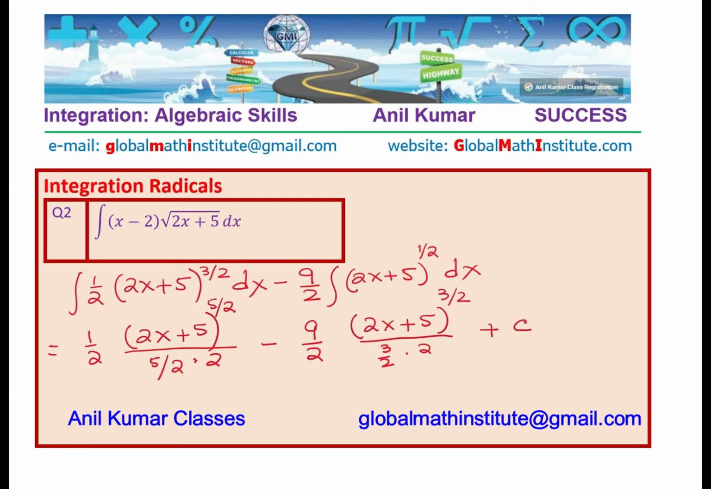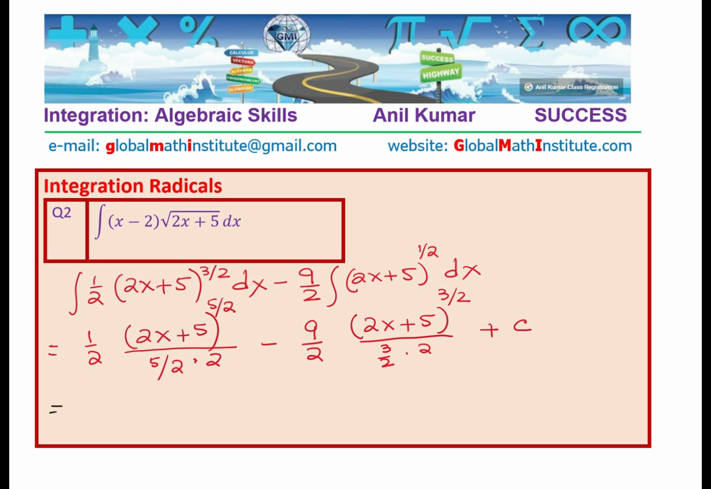And now let's simplify and write down our result. So just simplify it. So here we get 1 over 10. So 5 by 2 times 2, we have 5 here. So 1 over 10, and we have 2x plus 5 to the power of 5 by 2, minus. So this 2 and 2 cancel. So we have 3 goes 3 times. So 3 by 2. And we have 2x plus 5 to the power of 3 by 2 plus c. Make sense? So that is how we can find the integral of this. Perfect.